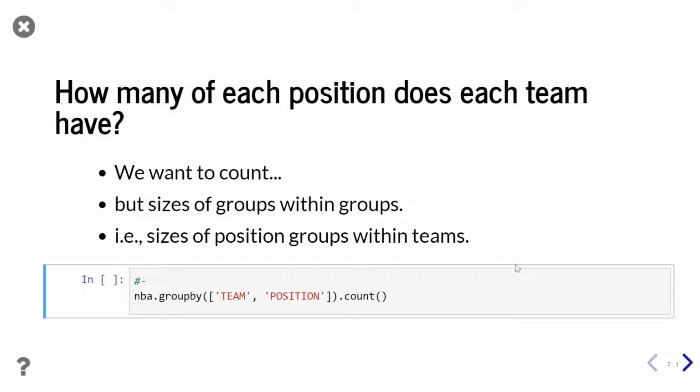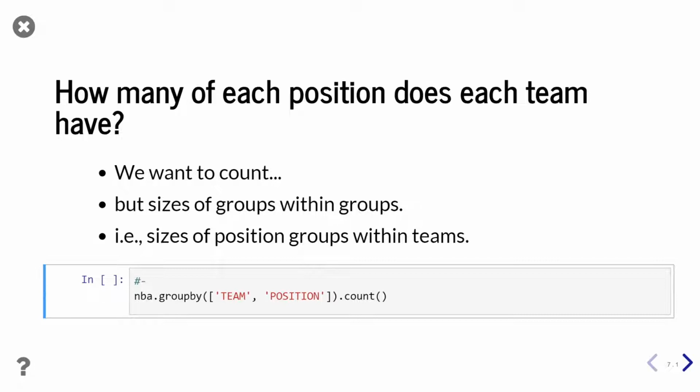How many of each position does each team have? Well, this is a little bit different than the question that we asked before. I'm using each two times in this question. So that's kind of a tip that this is a little bit different. What would I group by if I was trying to use group by for this question? Do I group by each team? Well, then what I want is to count how many of each position I have within each team. Well, it seems like I need to group by twice. I need to group within the groups.